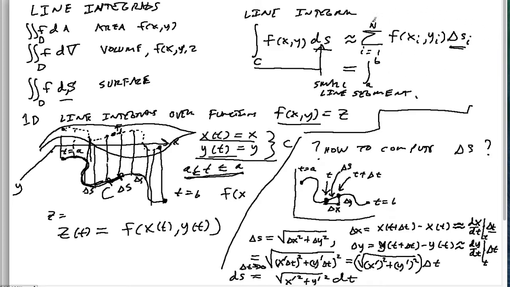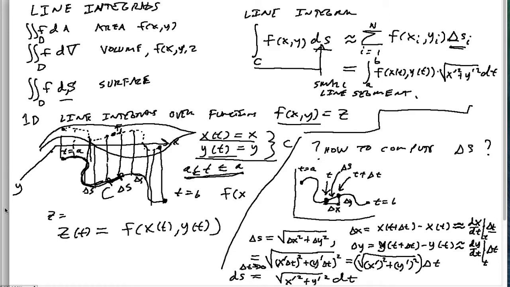Either we do it numerically, by partitioning into a bunch of little line segments, or we go with the integral from a to b of f of x of t, y of t, times the square root of x prime squared plus y prime squared, dt. So that's our definition of how to do a line integral for a 2D function where the curve is in the plane, in the xy plane.